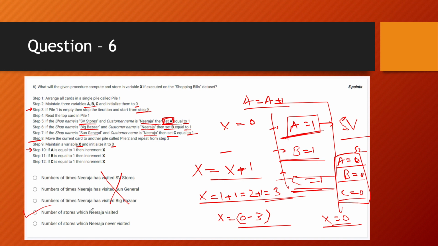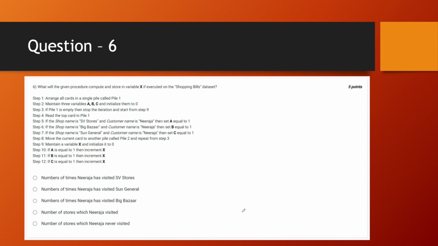Just look at the next option. The number of stores which Neerja has never visited. This is actually the opposite of the correct answer, because we are not counting the number of stores she has not visited. We are counting in fact the number of stores that she has visited, because if she has visited 3 stores, the value of x would be 3. If she has not visited any store, the value of x would be 0. So the correct answer for question number 6 is option number 4, the number of stores which Neerja visited.